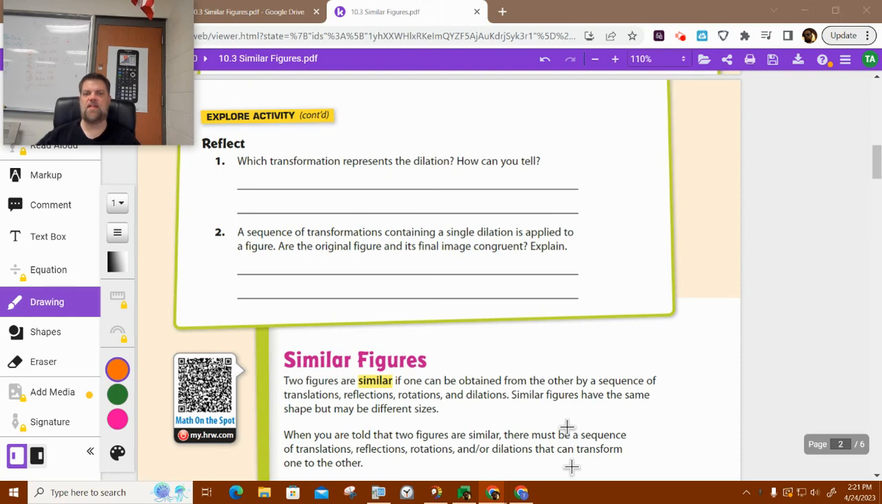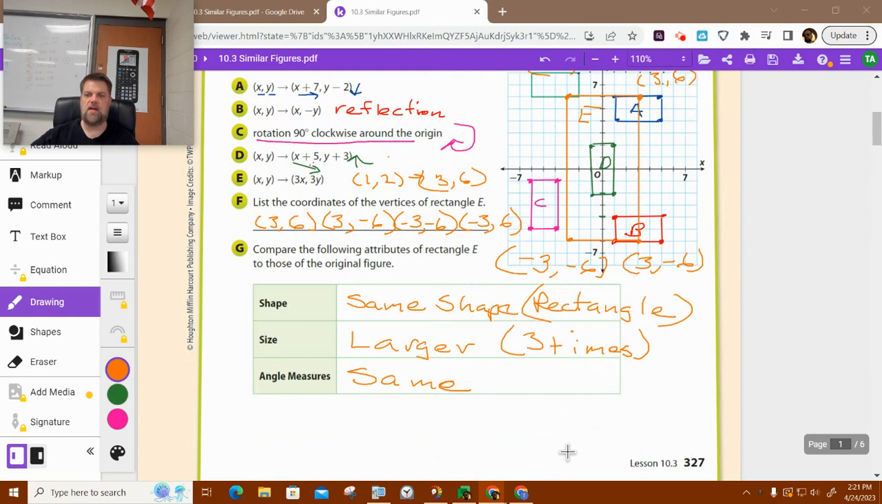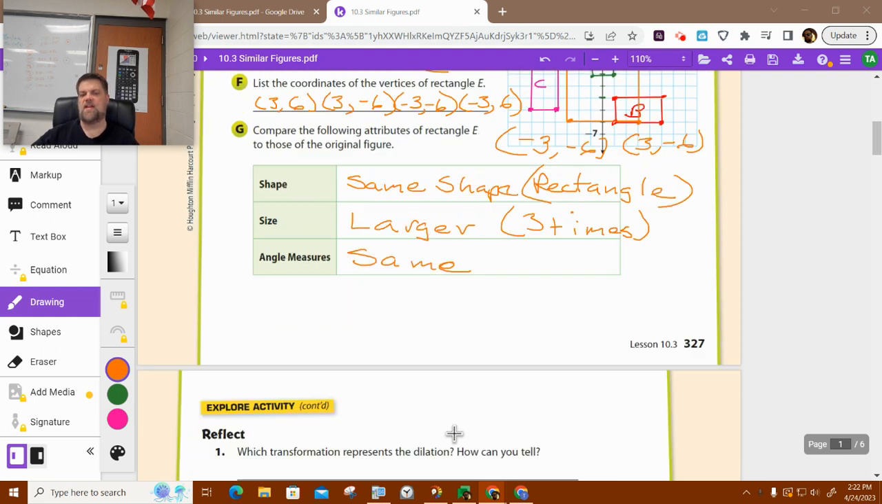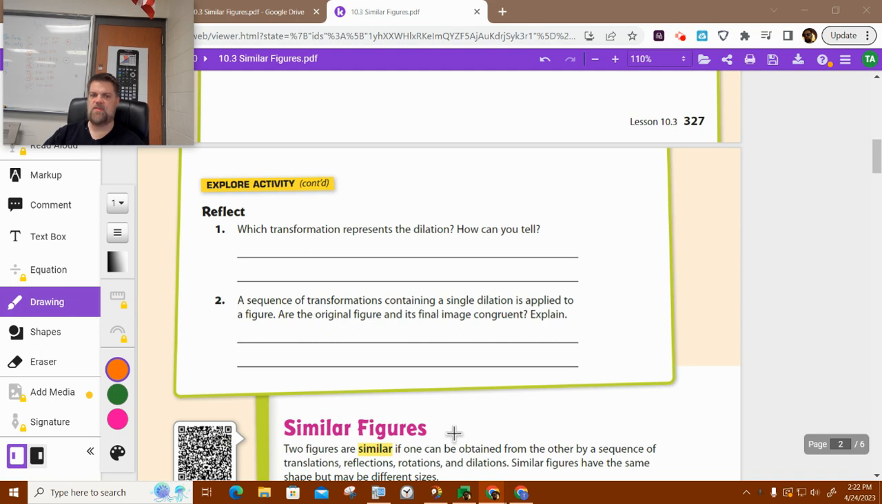All right, so let's think about this. What we did is we started here. We started with this little green box, and then we transformed it to A, then transformed it to B, then transformed it to C, then D, then E. What we noticed is that the shape was the same. In other words, it was always a rectangle. The final image, which was E, was 3 times larger than the original image, and the angles were the same. So we have some reflection questions.